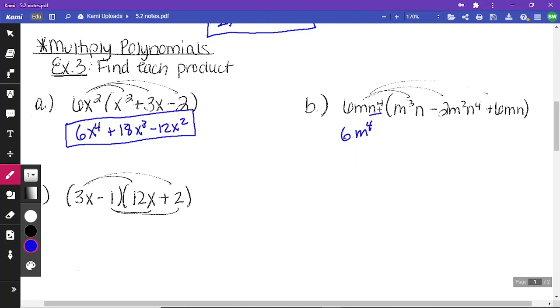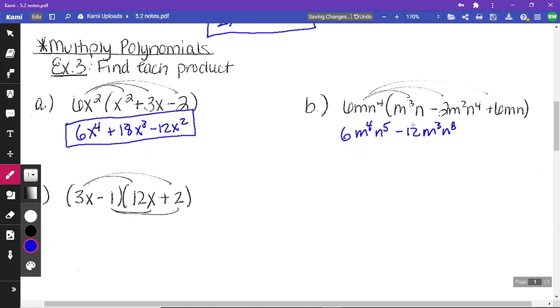The n is n to the fourth times n, so that's just n to the fifth, right? Okay, so that takes care of the first term. So now times the second term. Well, 6 times negative 2 is negative 12. And then we have to multiply the variables. M times m squared. It's the ones with the same bases that we're looking at. M times m squared. So that's m to the third power. And then we look at n to the fourth times n to the fourth, which is n to the eighth.